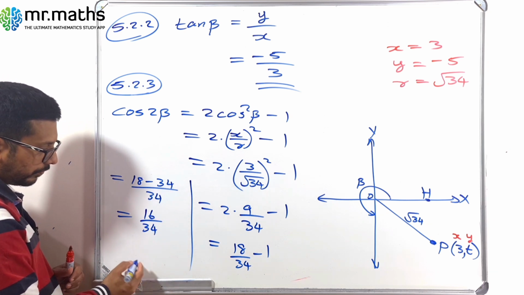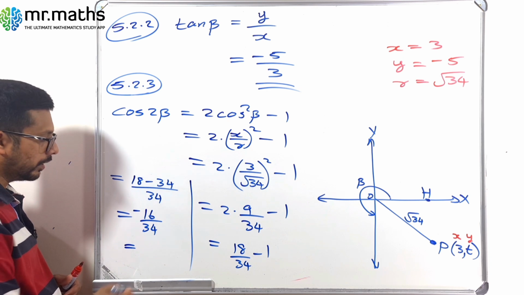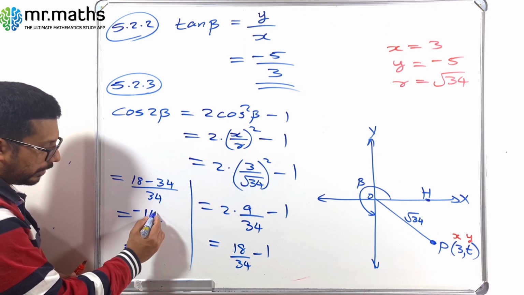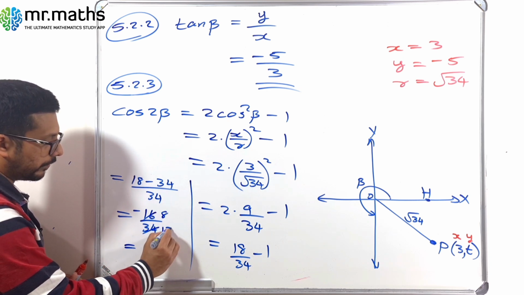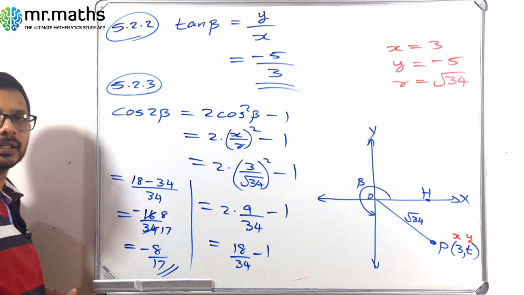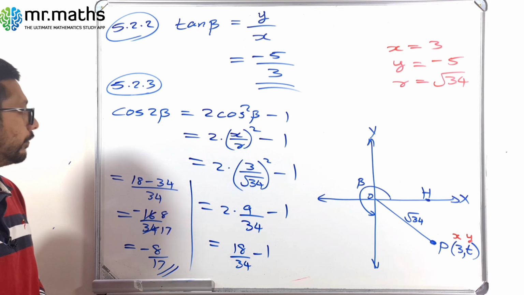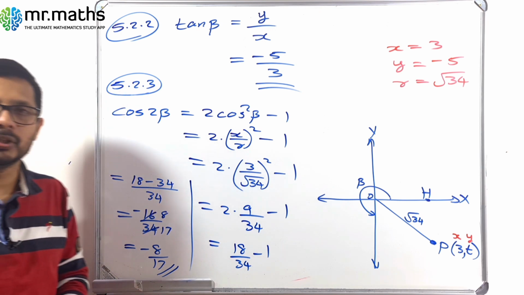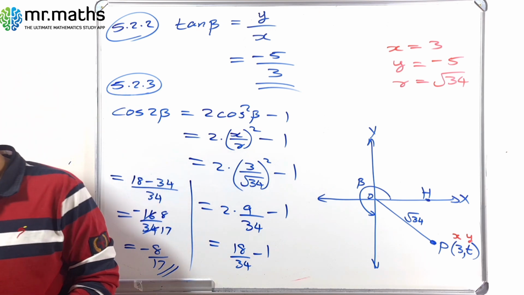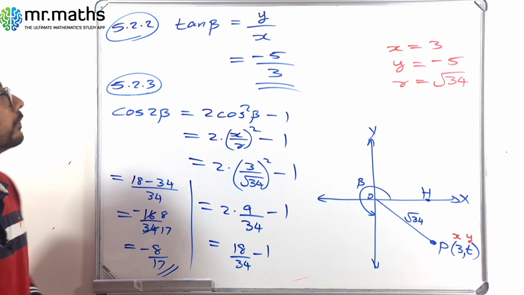So what is the simplified one? It is minus 16, not positive 16, minus 16 over 34. So what is this one? 8 over 17. That means minus 8 over 17. So cos 2 beta is minus 8 over 17. And that is question number 5.2.3. Now let's go to the next question, question number 5.3.